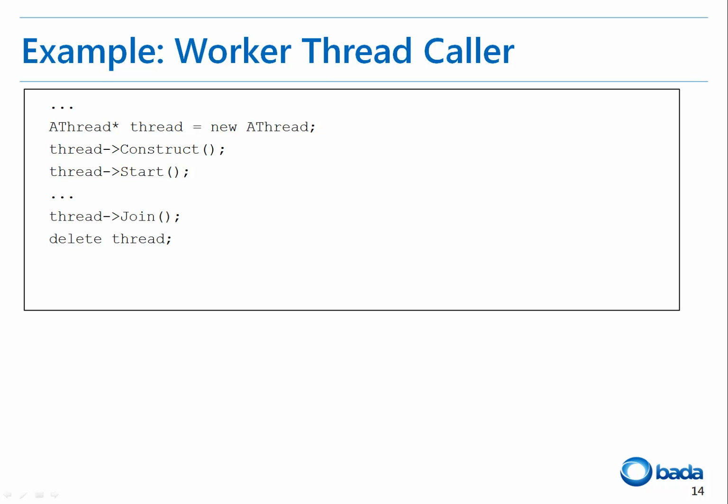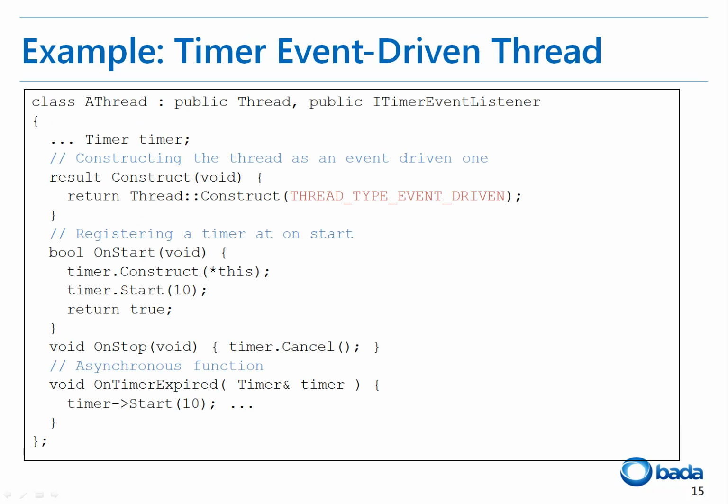The join method makes the current thread wait until the child thread is terminated. So, for the safe deletion of a worker thread, it's always recommended to perform the thread join operation.